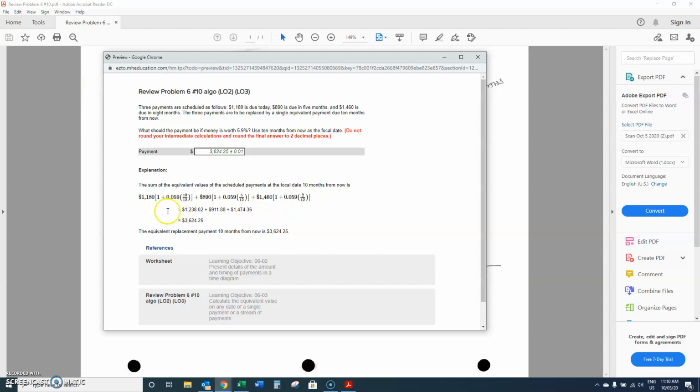So we've done questions where you're doing this individually, but to find the equivalent value of all 3 of those amounts, you're doing the future value of each one and adding them together to get what the equivalent payment would be 10 months from now. So in essence, what we're saying is that the person would be indifferent. They could receive $1,180 now, $890 in 5 months, and $1,460 in 8 months, or they would be just as happy to receive $3624.25 in 10 months.